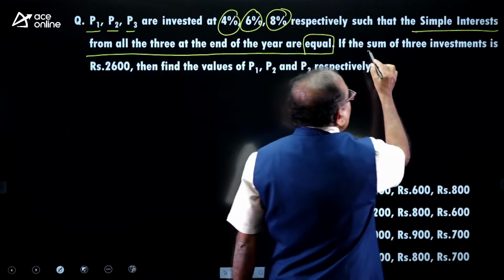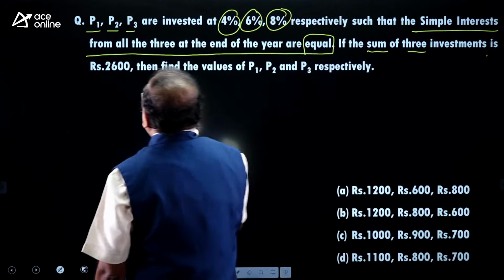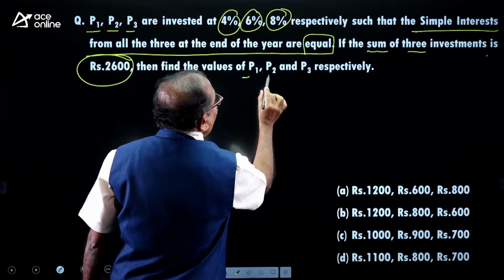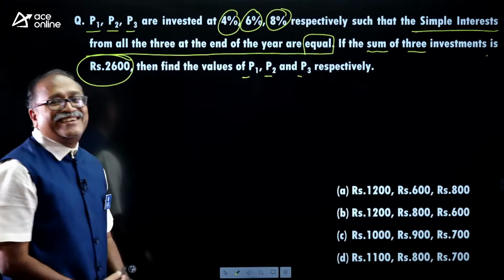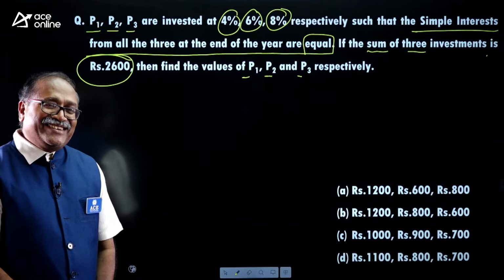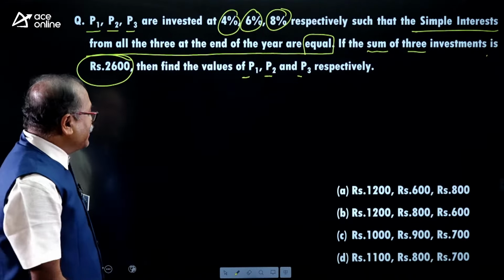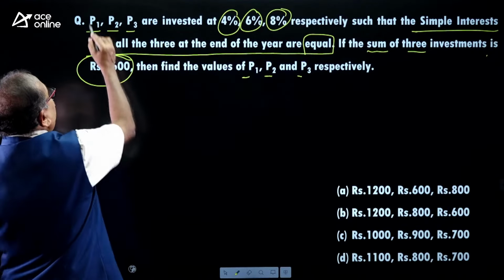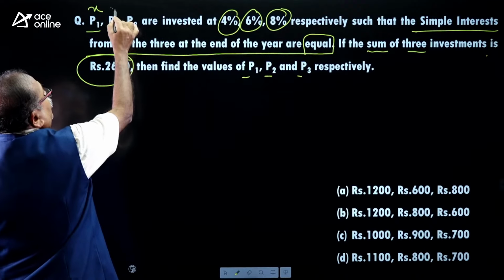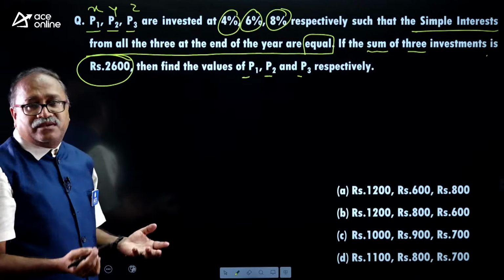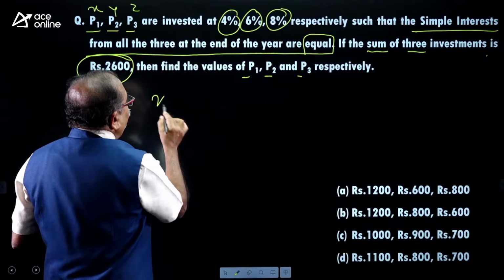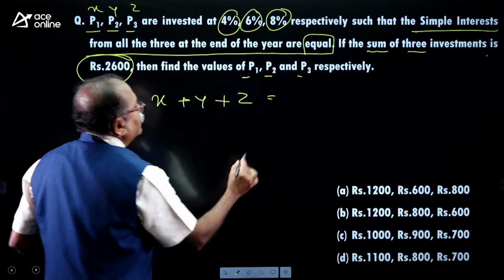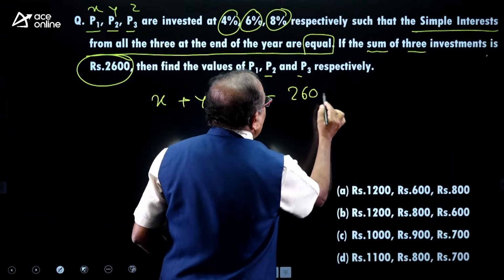Beautiful question. If the sum of the three investments is rupees 2,600, then find the value of P1, P2 and P3. Can you do that? Think of it, my dear friend. I'll give some clue here. Let's consider X, Y and Z instead of P1, P2, P3, which will be easy to identify. So given to us, X plus Y plus Z is equal to 2,600.